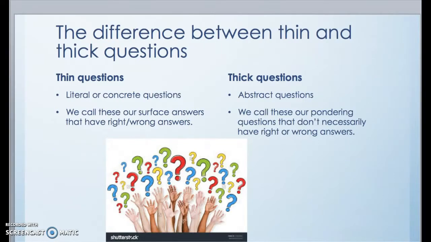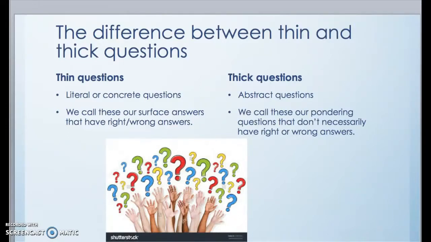But anyway, your thin questions are your literal or your concrete questions. In my class, we call them our surface answers. And they have right or wrong answers. So, when did the story take place? Who are the characters? What is the conflict? And sometimes what is the conflict can be a thick question, but you know, what time did this happen? What room did this happen? Those are our literal questions.